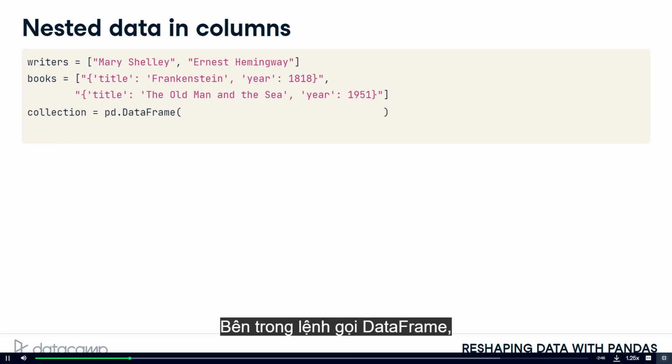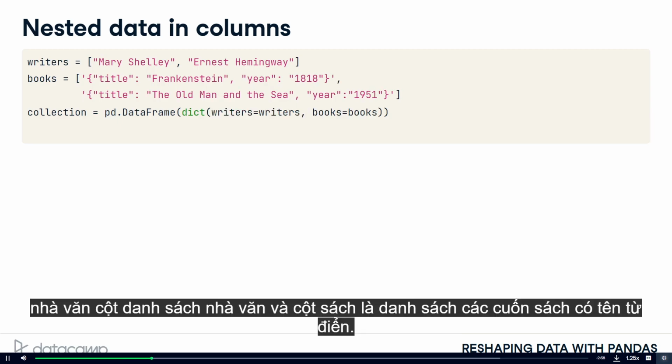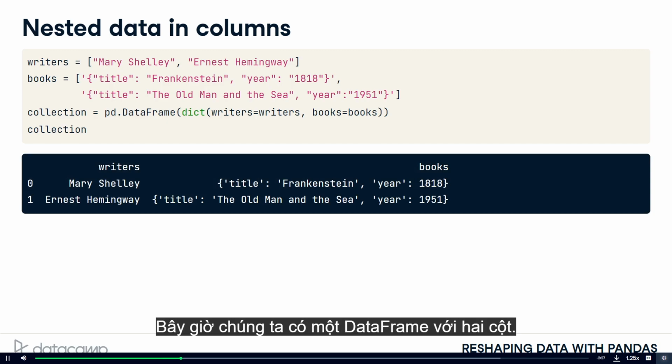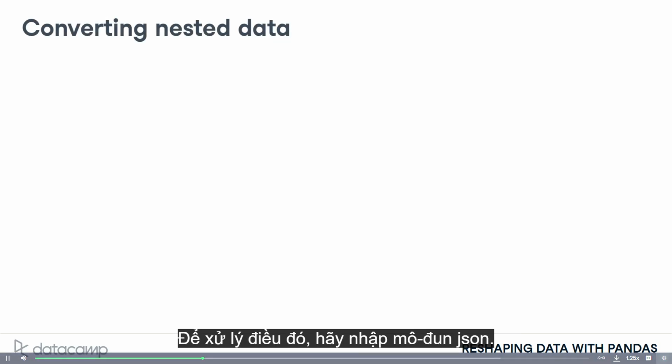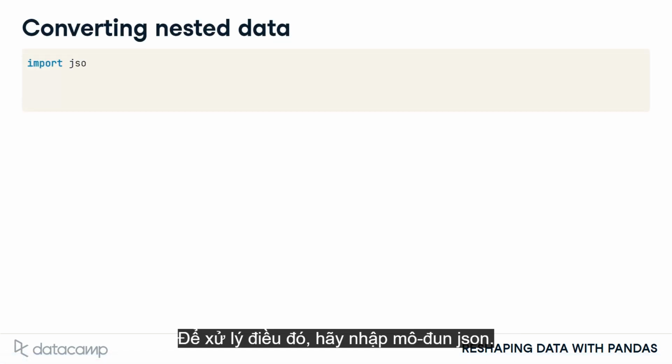Inside the data frame call, we'll call the dictionary constructor and set as the writers column the writers list, and as the books column the list of dictionaries named books. We now have a data frame with two columns. The books column contains the nested data. In order to handle that, let's import the JSON module. Now we will load the JSON string contained in books into a dictionary.